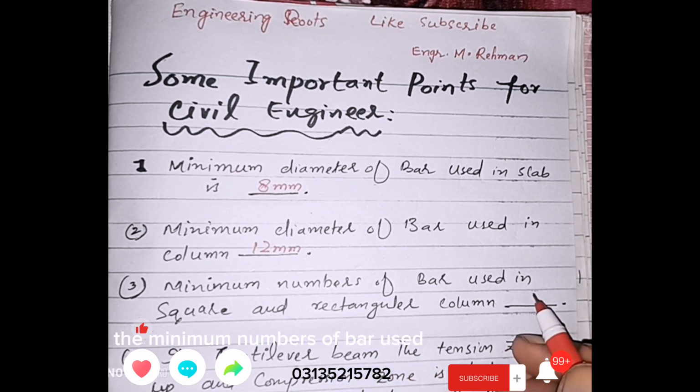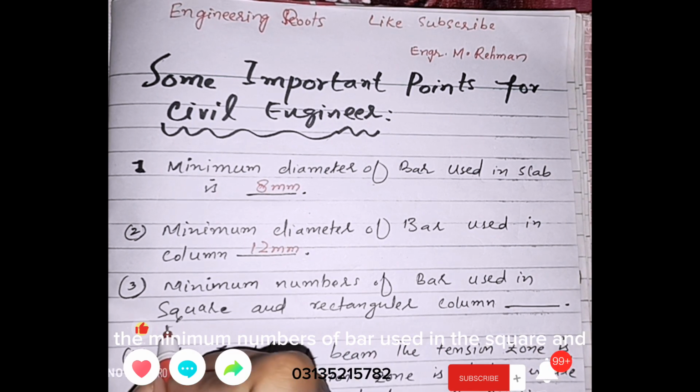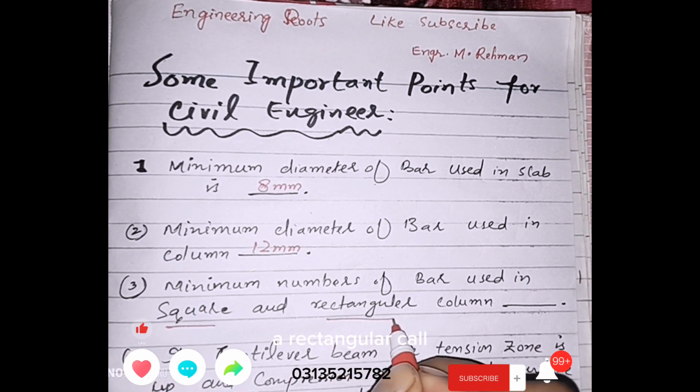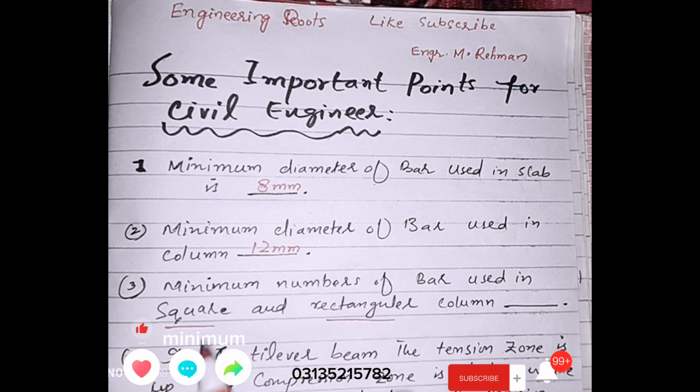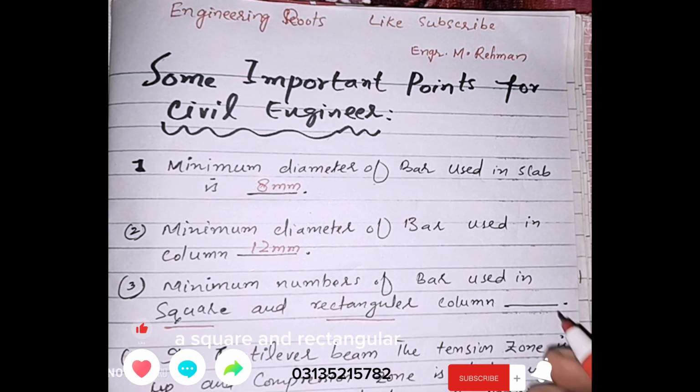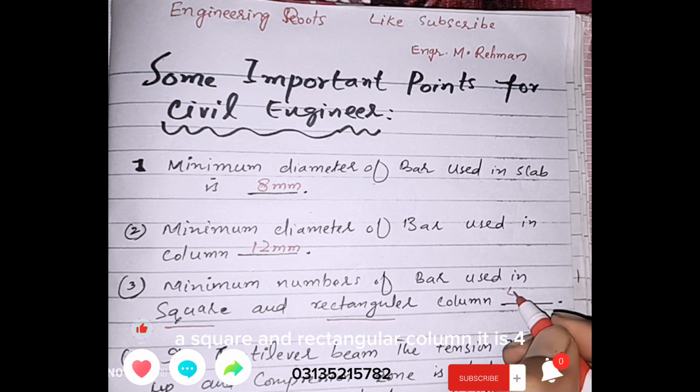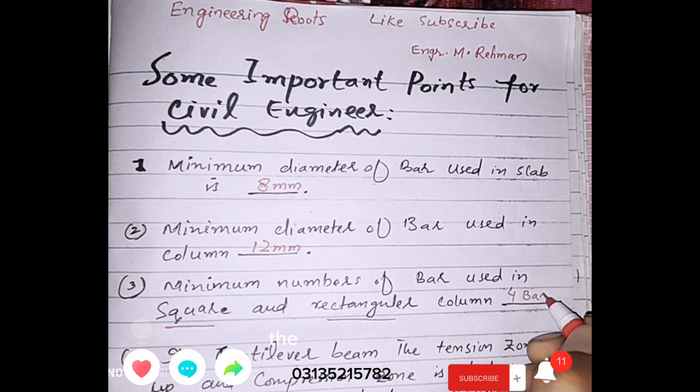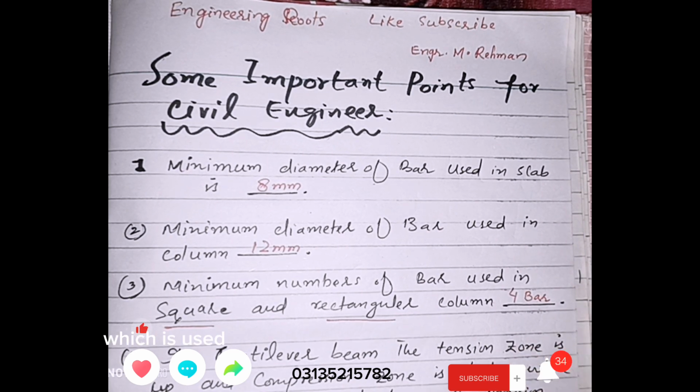Number third, the minimum number of bars used in a square and a rectangular column. The minimum number of bars which is used in a square and rectangular column is 4 bars.